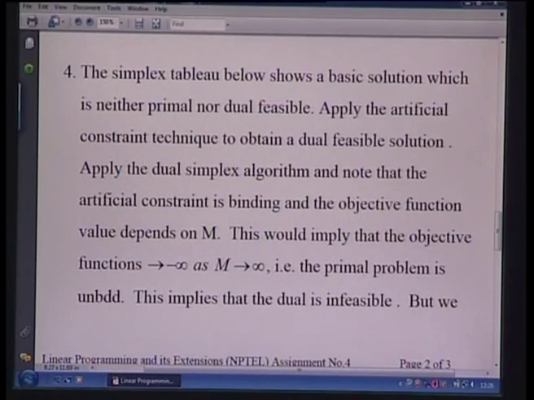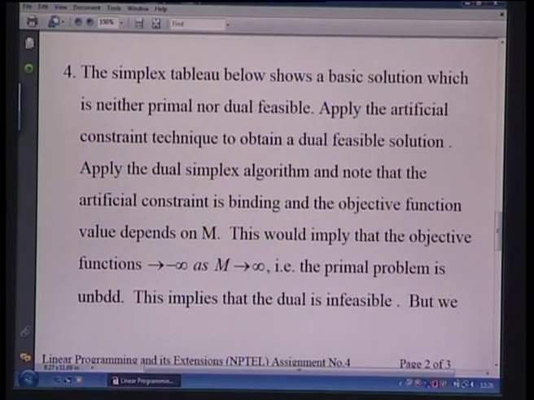Yes, because remember, your solution that you have obtained is optimal. So, therefore, the coefficient of M in the objective function will be negative, and so as M goes to infinity, the objective function value will go to minus infinity. This implies that the primal problem is unbounded. If the primal is unbounded, you will conclude that the dual is infeasible.